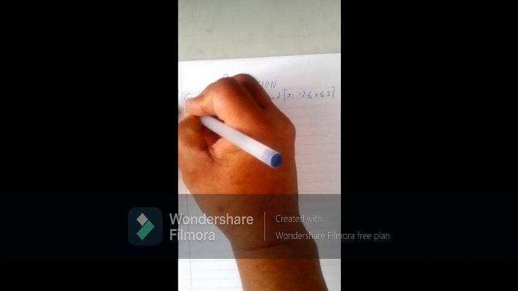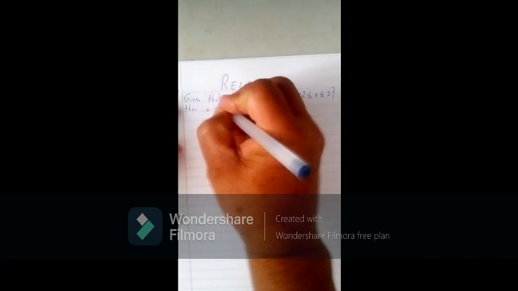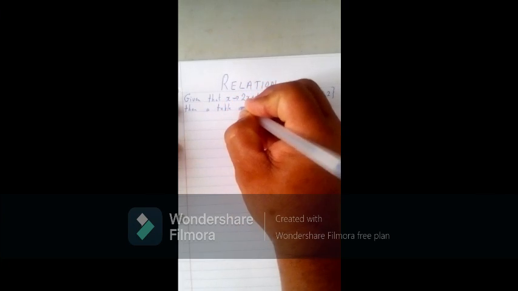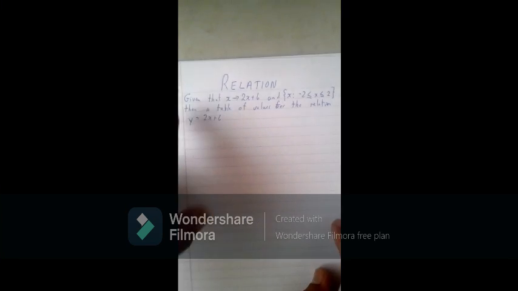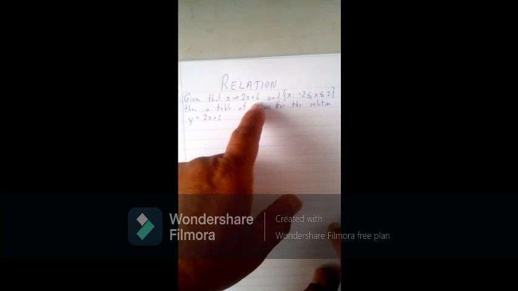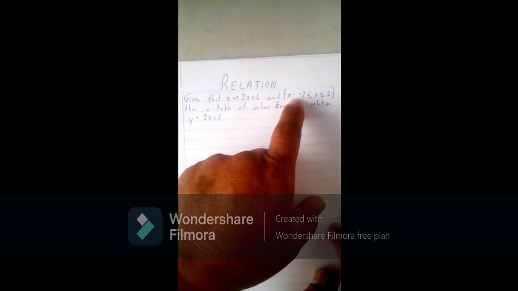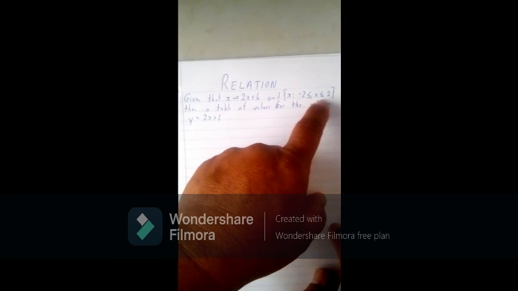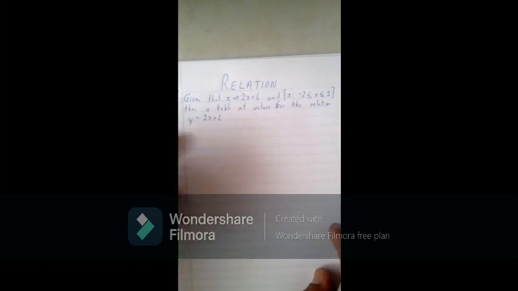Okay, then a table of values for the relation. So we're going to look at the relation y equals 2x plus 6. The way we're going to read this is as follows: given that x maps to 2x plus 6 and x is such that negative 2 is less than or equal to x, which is less than or equal to 2, then a table of values for the relation y equals 2x plus 6, we'll be working with that.